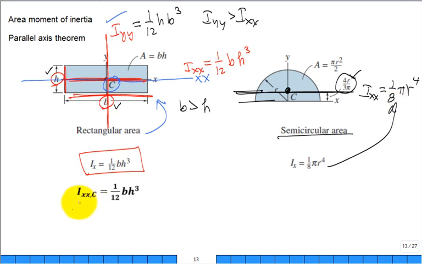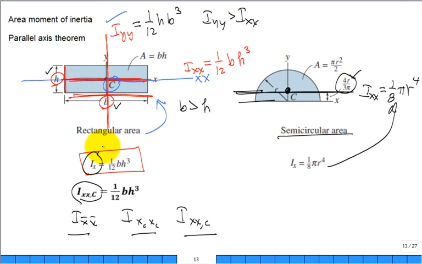Sometimes they'll put an I sub xx with a bar on top. Sometimes they'll put I sub xc xc, like a subscript on the subscript. Sometimes they'll put I sub xx comma C. What are all these trying to say? It's through the x-axis that goes through the centroid. See this notation? This book right here is for the centroidal. Sometimes they don't even write it, you just need to know that this is for the centroidal x-axis.